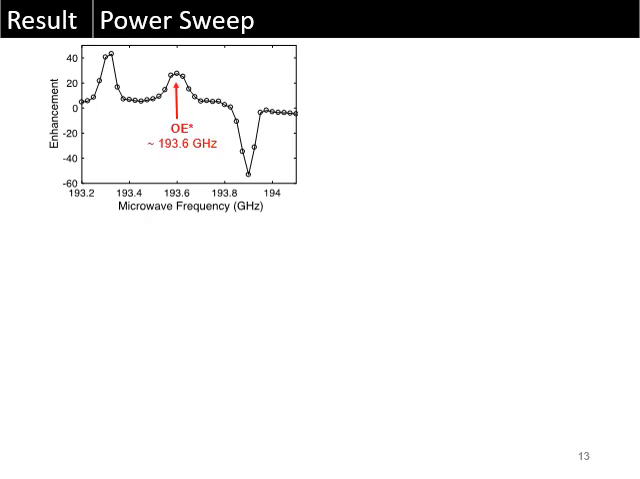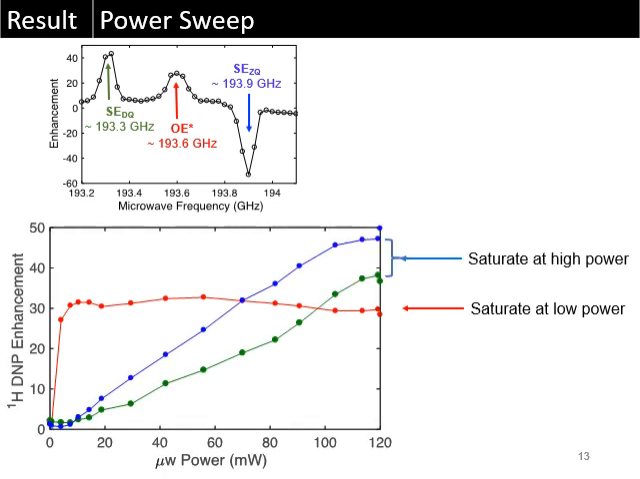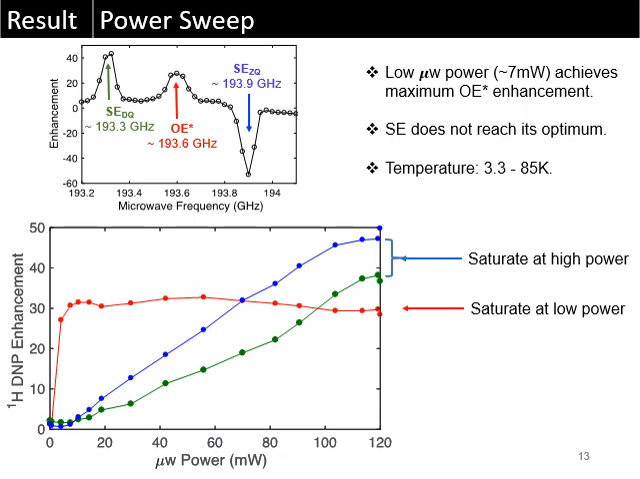Then we picked the optimum frequency condition for OE star, then swept the power from 0 to 120 milliwatts. Then we picked the optimum condition for the solid effect, and also swept the microwave power. From here we conclude that with only around 7 milliwatts of microwave power irradiation, we are able to achieve the maximum OE star enhancement. But with 120 milliwatts, we're not able to saturate the solid effect at all. And we observed a similar frequency profile across a large range of temperatures from 3.3 to 85 Kelvin.